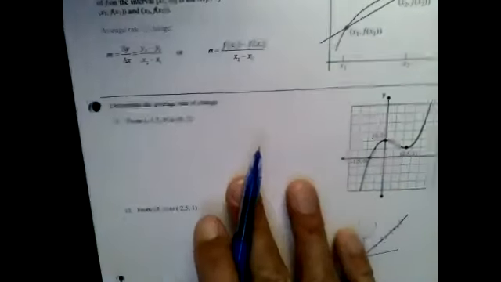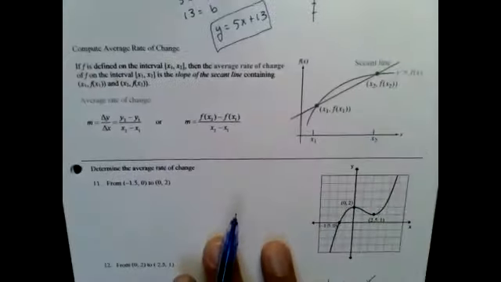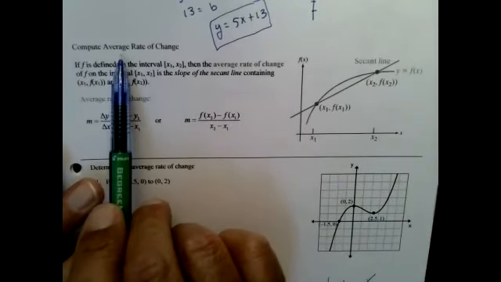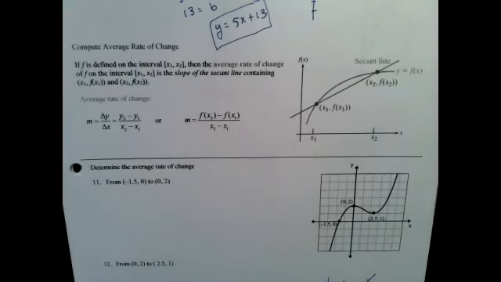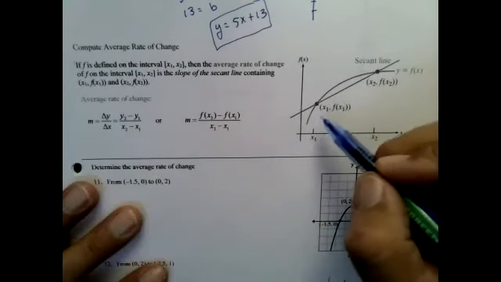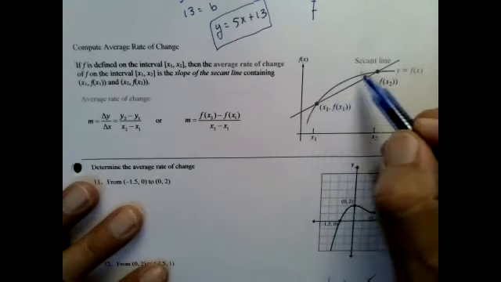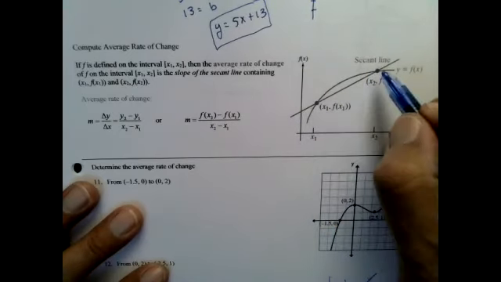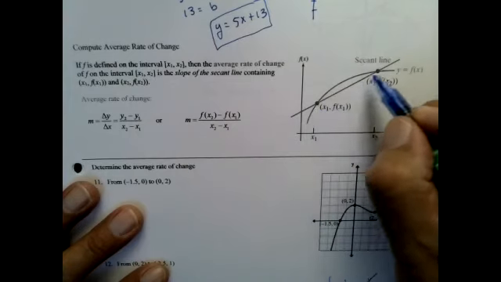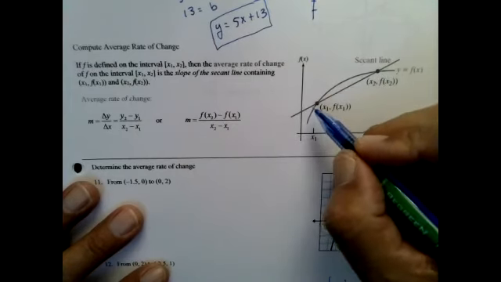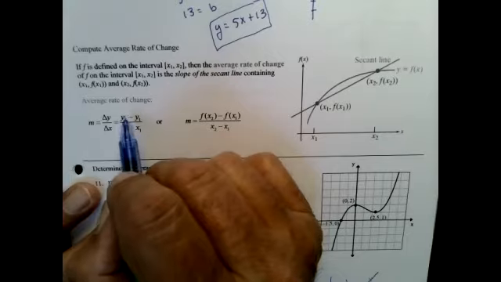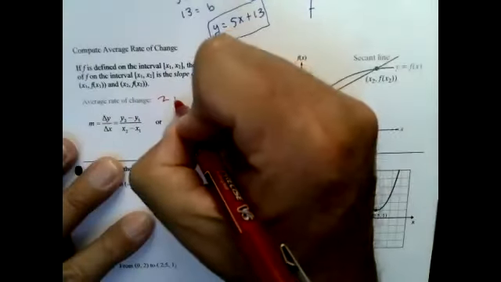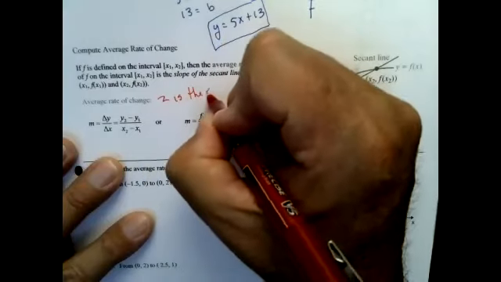But if you take a look up here, the average rate of change. Well, what if I didn't just have a straight line, but I want to know what the change is from this point to this point? And I'd like to find the equation of that line. And here it is. The average rate of change is the slope.